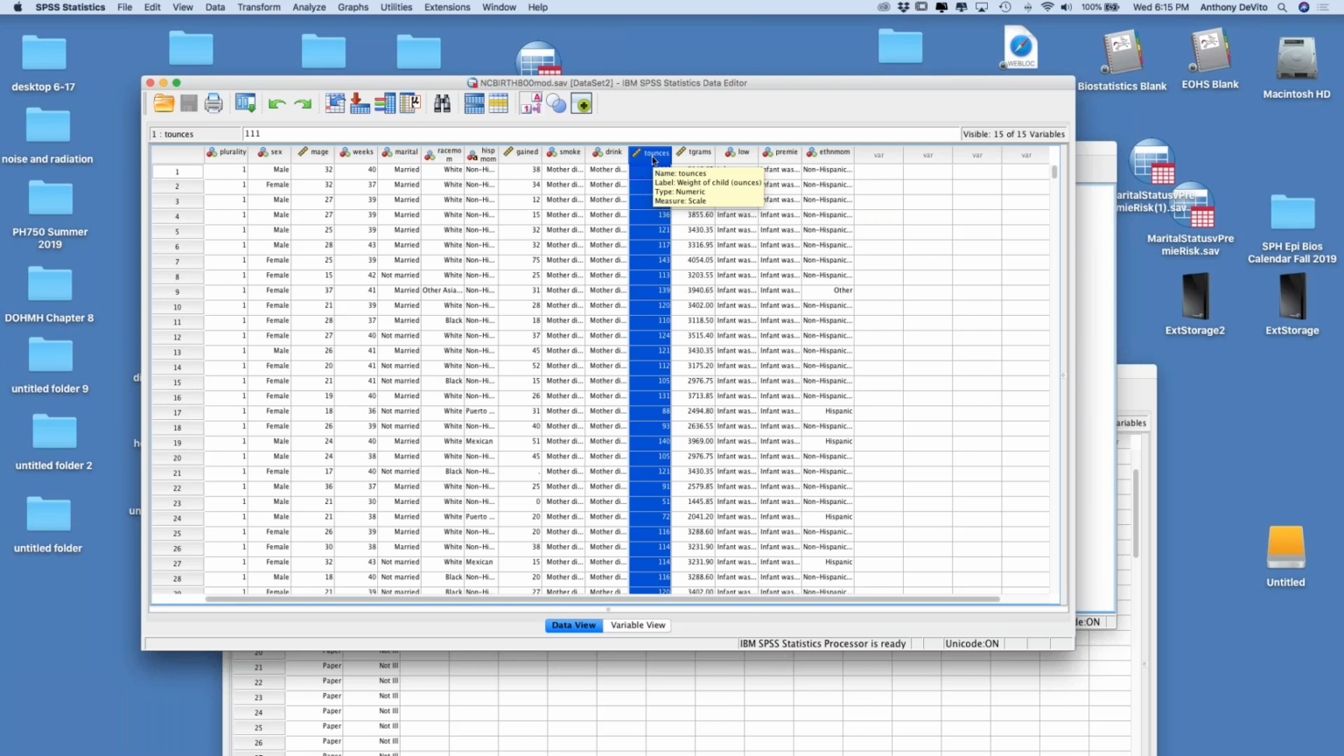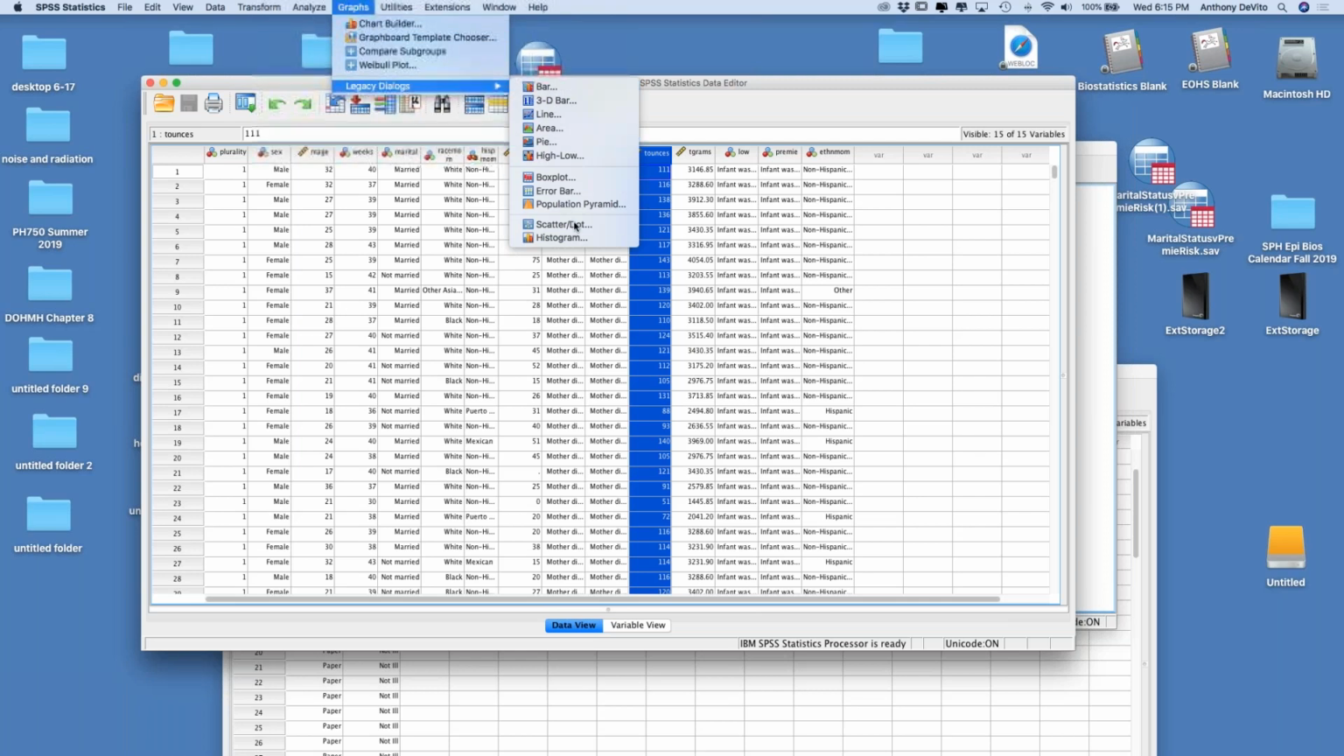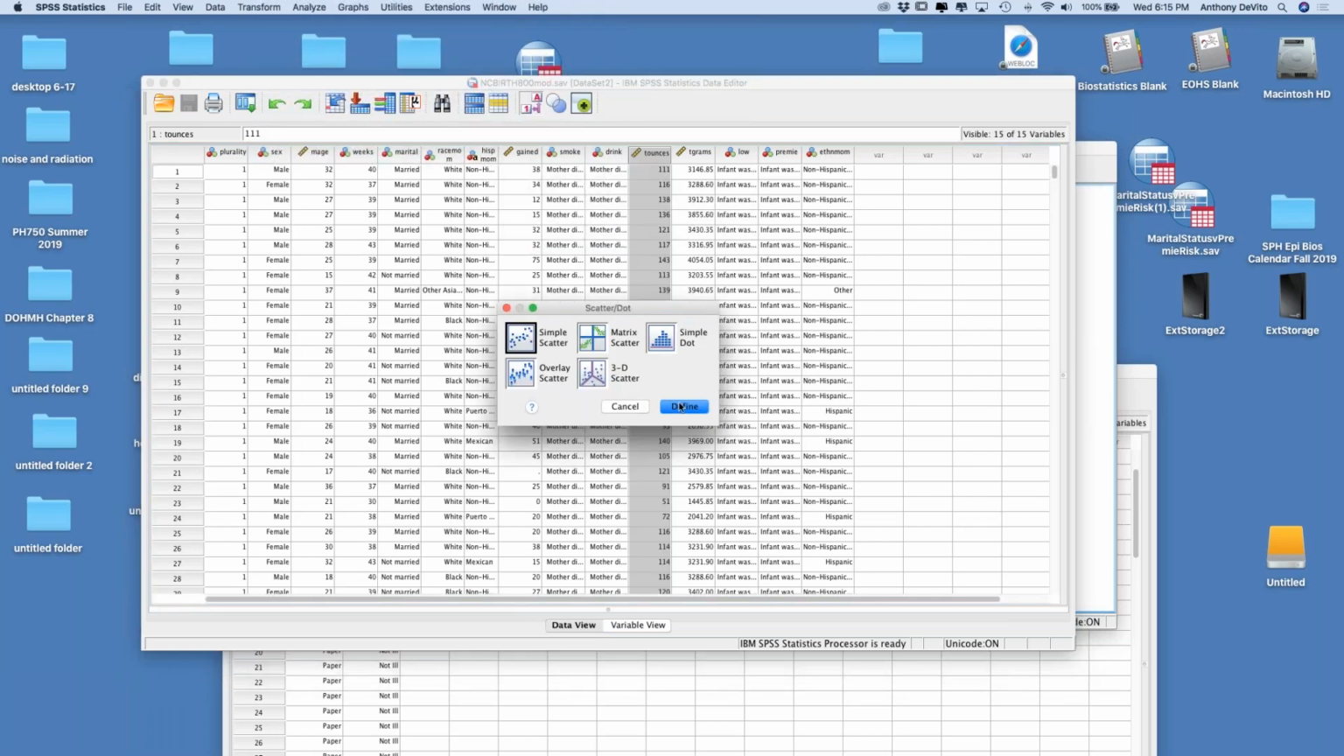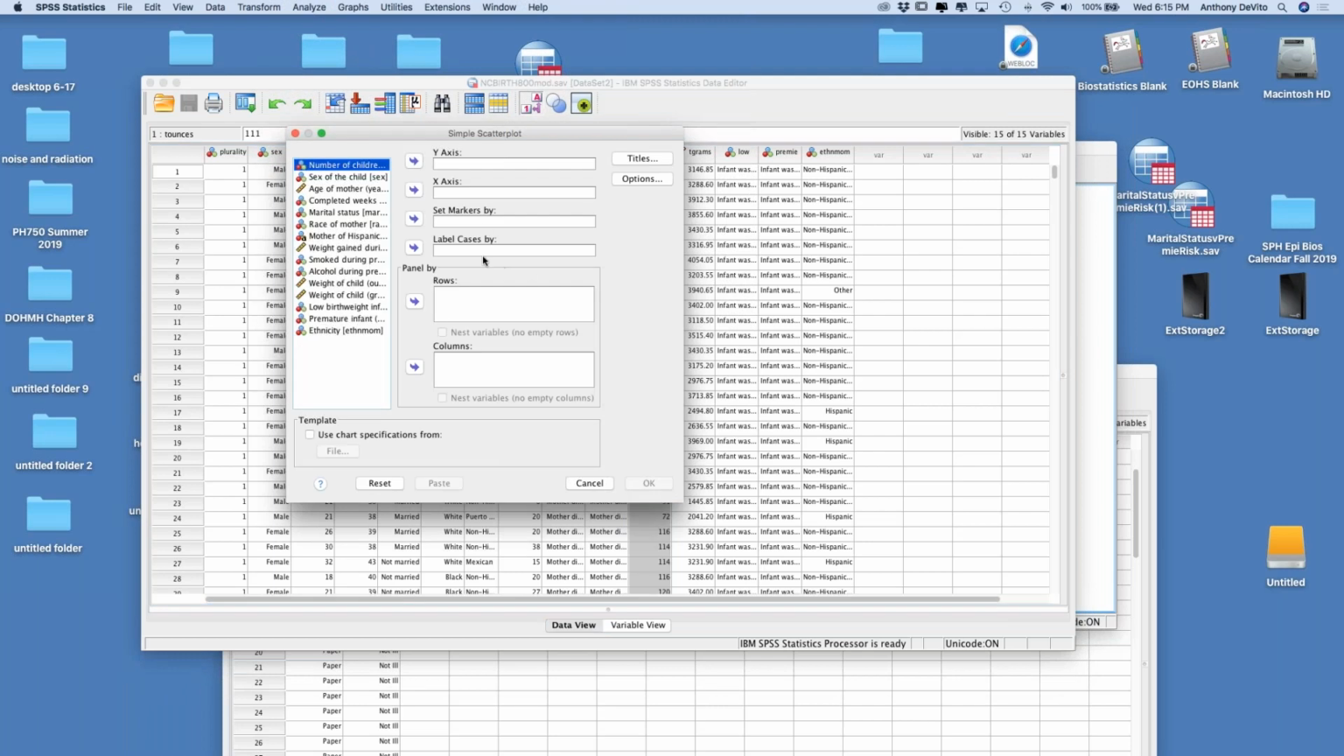Okay, so first thing I want to look at, they're both numerical variables. First thing I want to see is, is there correlation? Is there some association I can see graphically here? So I'm going to go up to graphs, to legacy dialog, to scatter dot, and I'm going to tell it I want a simple scatter dot where I'm going to put the mother's weight gained during pregnancy into the x-axis, and I'm going to assume that's going to predict the baby's weight. And then put the weight of the child in ounces into the y-axis. Okay, so I'm going to click OK, and let's see what our graph looks like.